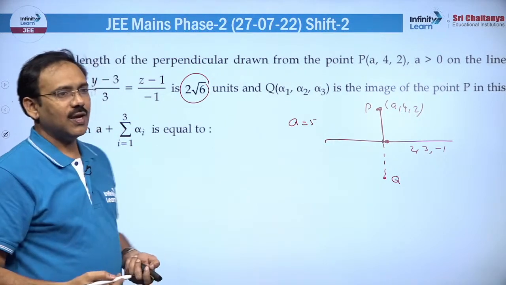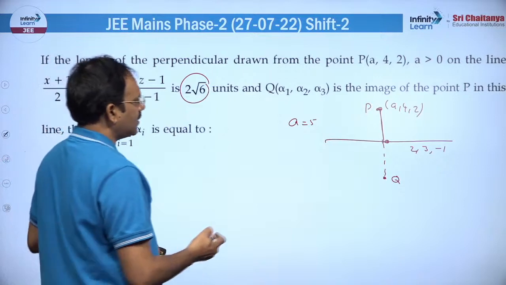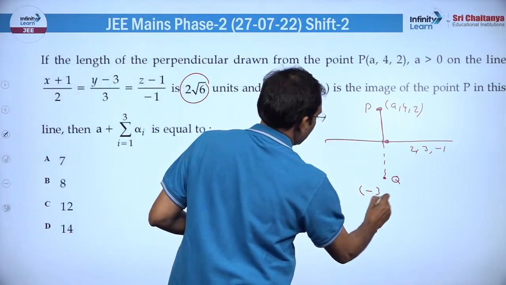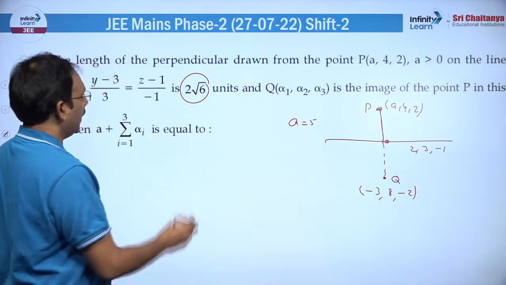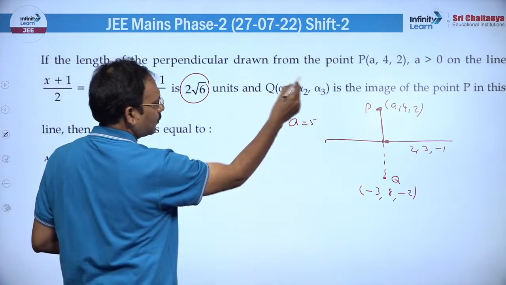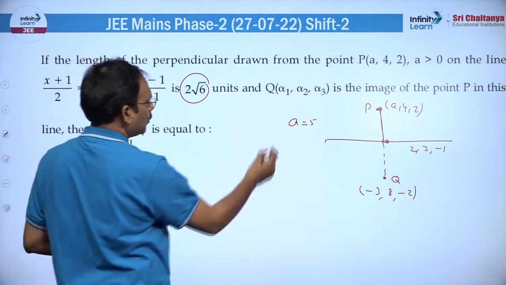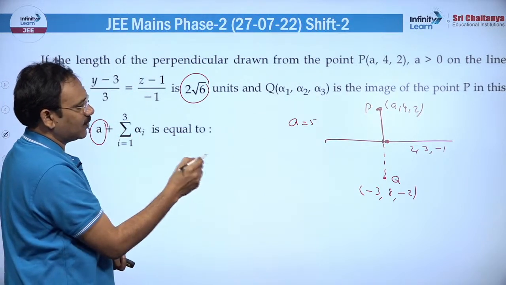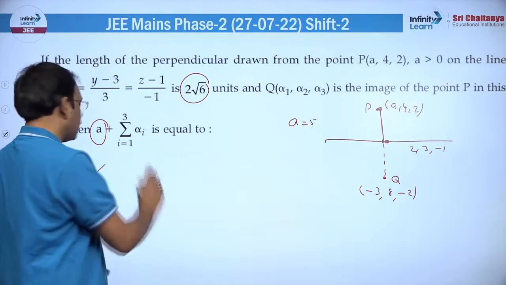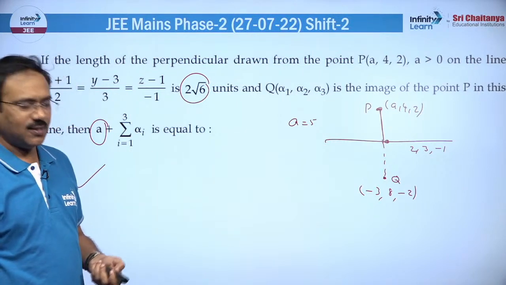You are going to get this point to be minus 3, 8, minus 2. That's all. So now you know A value, alpha 1, alpha 2, alpha 3 value. He is asking us to add A plus alpha 1 plus alpha 2 plus alpha 3. You are going to get the answer to be 8, my dear friends.